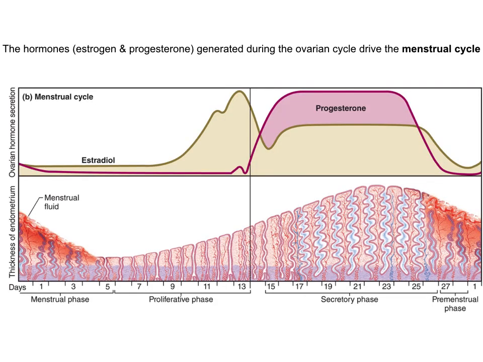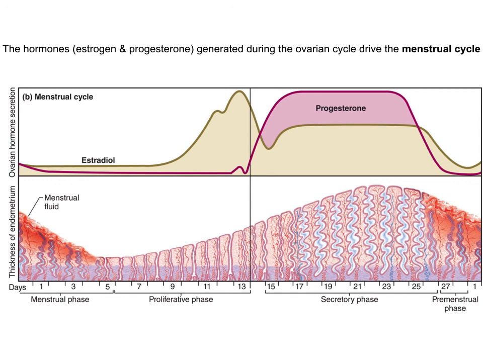Now, the menstrual cycle is going to be controlled by the hormones estrogen and progesterone as they're generated during the ovarian cycle. Now, as you can see at the top of this graph, estrogen levels dominate during the follicular phase of the ovarian cycle, while progesterone is dominant during the luteal phase of your ovarian cycle.